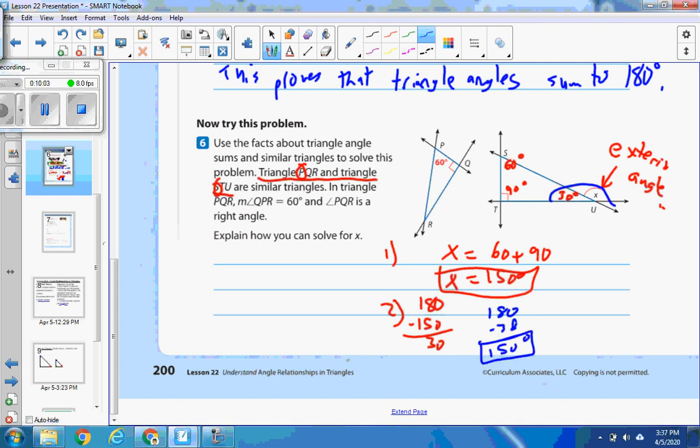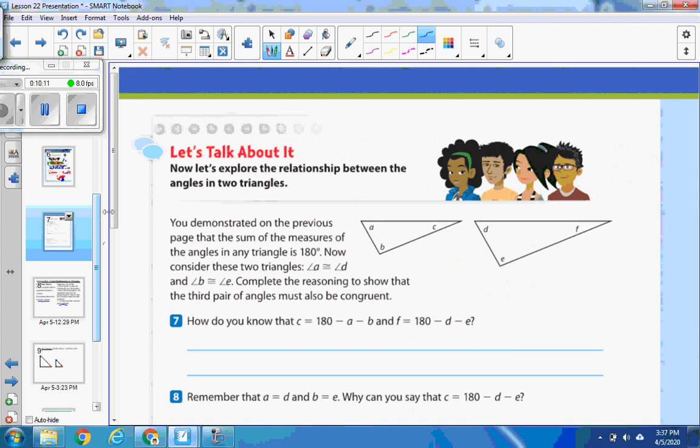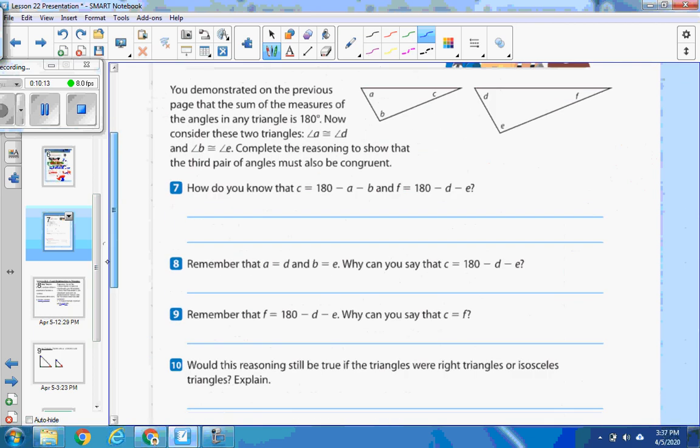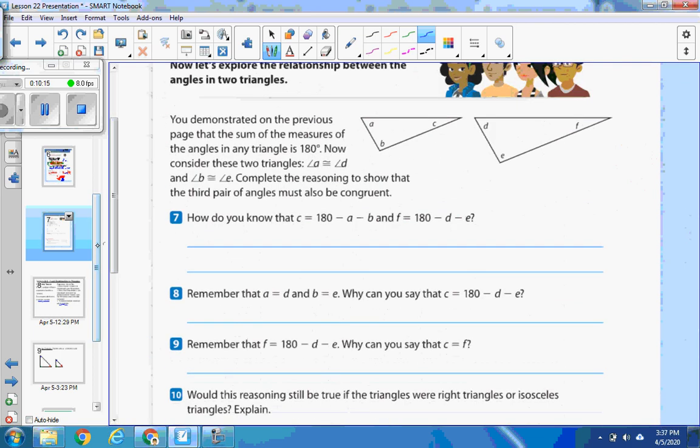So that's just two slightly different ways to find that x is 150, using what we've learned about angles so far. All right, we're going to do a little bit on the back, page 201 here. Let's take a look at these two triangles at the top. It says, you demonstrated on the previous page that the sum of the measures of the angles in any triangle is 180 degrees. Now let's consider these two triangles.